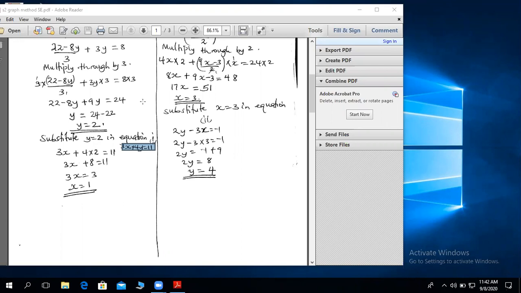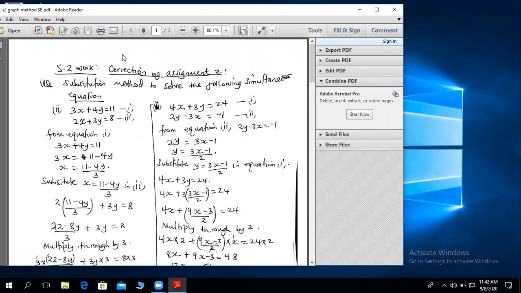So, as we conclude solving by substitution method, what do you have to note? Please, if you have two equations, choose one equation of your choice. Then in that one equation, you either make x or y the subject. For me, I decided to make x the subject here.